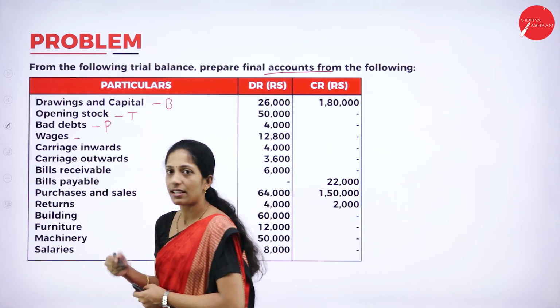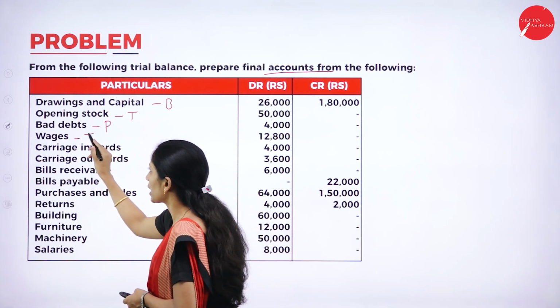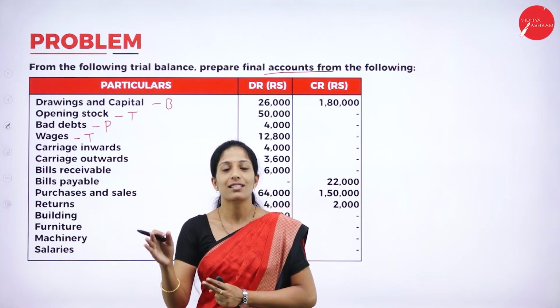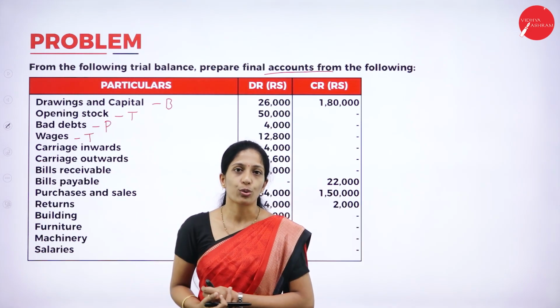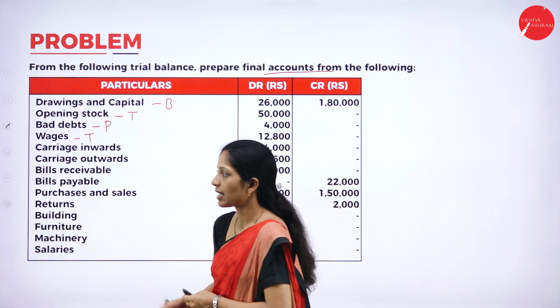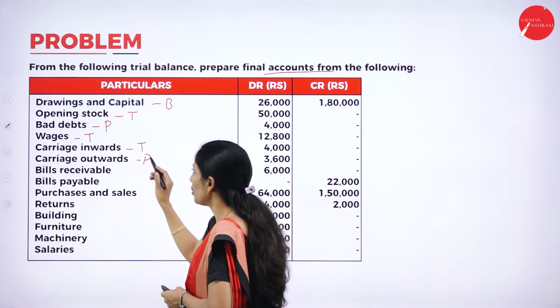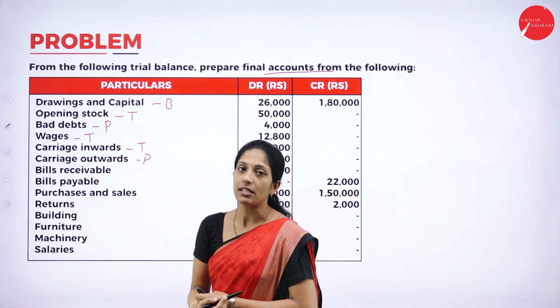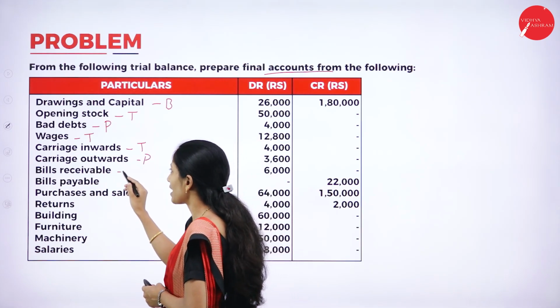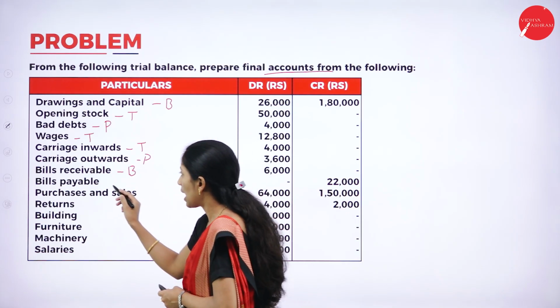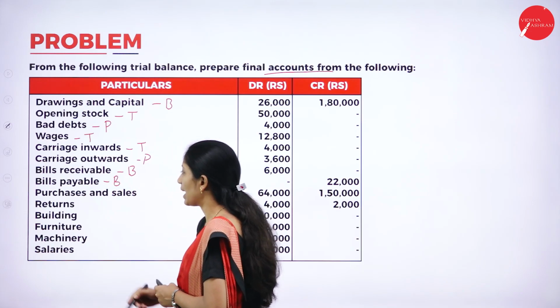Next, wages, it is a direct expense, we'll record in trading account. Next, carriage inward. So remember, carriage inward is a direct expense and carriage outward is an indirect expense. So carriage inward is in the trading account and carriage outward in the profit and loss account. Bills receivable. So bills receivable is an asset, so we'll record in the balance sheet. Bills payable, so it is a liability, we'll record in the balance sheet.